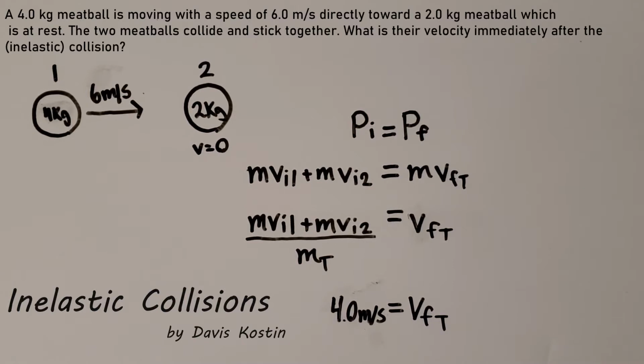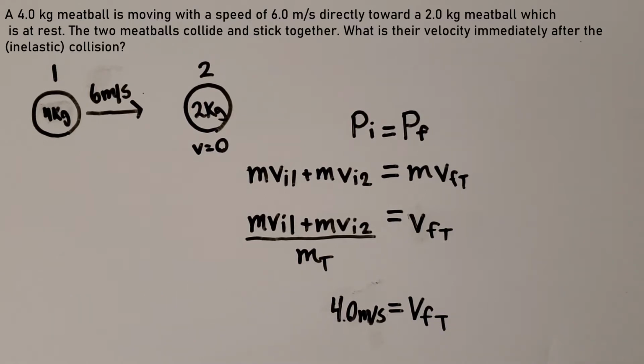Now let's start off with the first problem, the developing question. A 4 kilogram meatball is moving with a speed of 6 meters per second directly towards a 2 kilogram meatball which is at rest. The two meatballs collide and stick together. What is their velocity immediately after the inelastic collision?